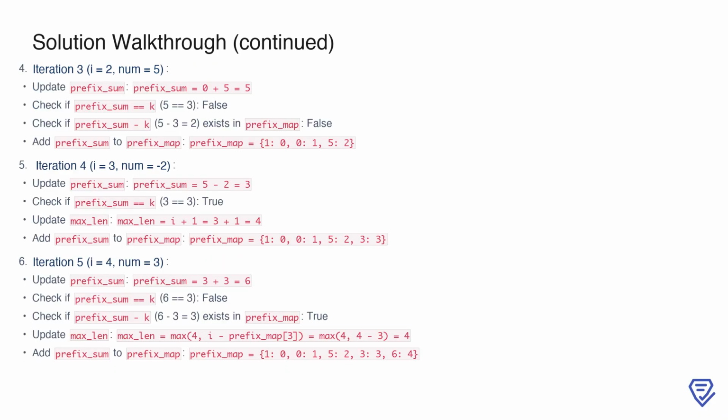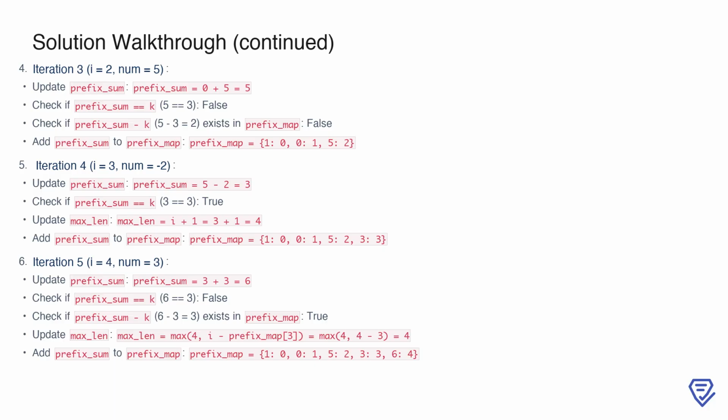In the third iteration, where i equals 2 and num equals 5, we update prefix_sum to 5. This is still not equal to k, and prefix_sum - k equals 2 is also not in prefix_map. Thus, we add prefix_sum with its index to the map.